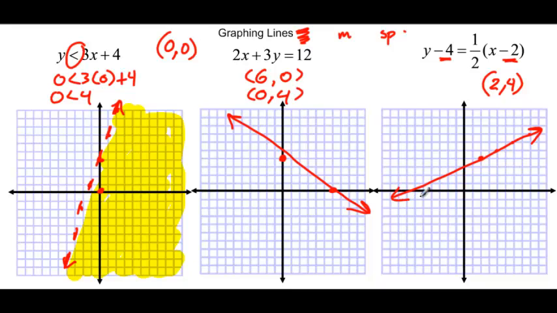Okay, so use the information given to you, and it's a good way to use the starting point of (2, 4). Okay, so to show you that no matter what form it's in, as long as you've got some data and a slope, you're good to go.